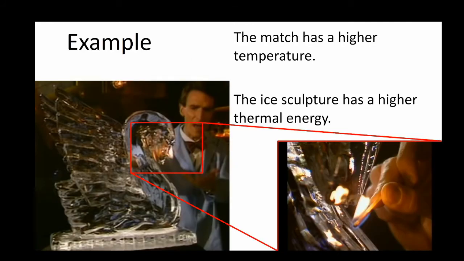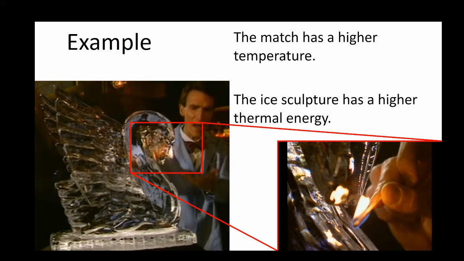Consider the example here from Bill Nye. In the picture is a large ice sculpture of a swan, and Bill is holding a lit match. The match has a higher temperature than the ice sculpture. You can feel this difference from touching each the match and the ice sculpture, but be careful not to burn your hands. However, the ice sculpture has more thermal energy than the match.